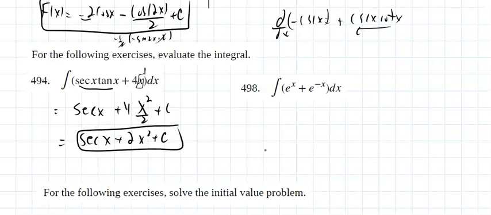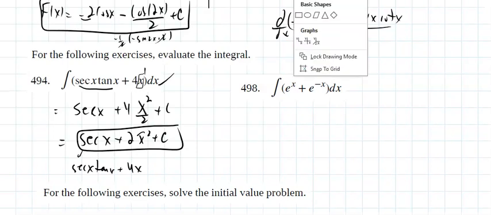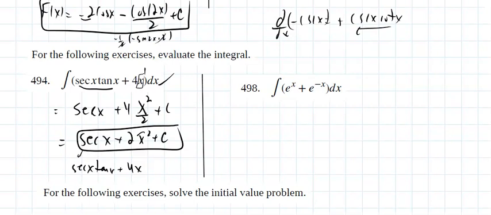If I take a derivative of this, that will be secant of x tan of x, plus bring the power down, subtract 1 from the power, and there it is. Same deal here. If I wanted to take the antiderivative of this, well, figure out where this came from.